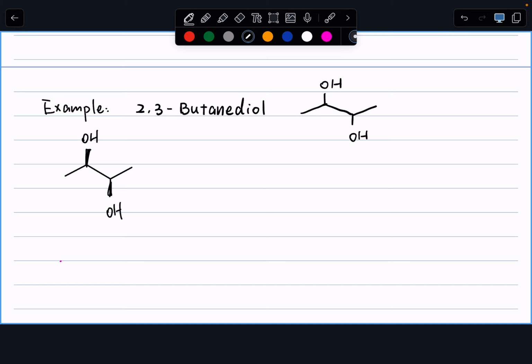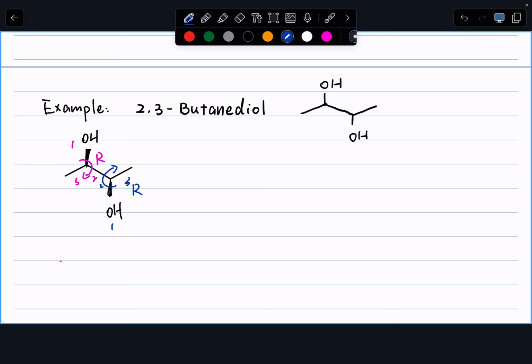We can quickly assign the R/S stereo configuration. For both chiral centers, my hydrogen is in the back. So we can say 1, 2, 3. This one is R. 1, 2, 3. This one is also R. So it's (R,R)-2,3-butanediol. That's where we start from.